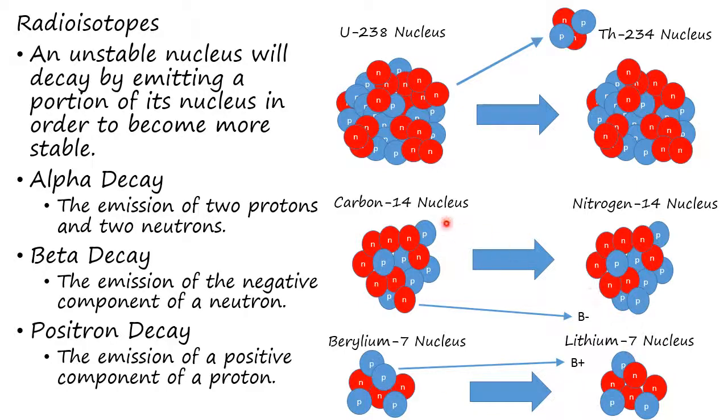So again, this is just the atomic number, but if you notice for both beta decay and positron decay, the mass number stays the same. So it goes from carbon-14 to nitrogen-14. The quantity of subatomic particles contained within the nucleus does not change. Only the identity of those subatomic particles contained within the nucleus.